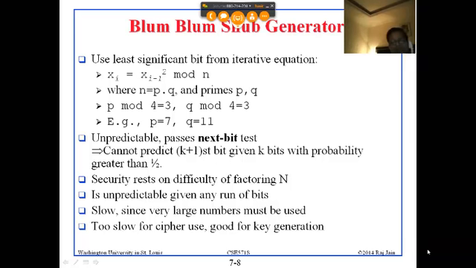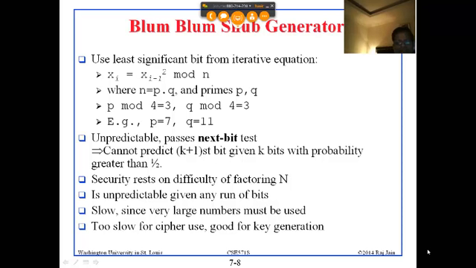Now n has to be p times q, where p and q are prime, and p has to be such that p mod 4 is 3, and q has to be such that q mod 4 is 3. These are the conditions that these authors have put. Again, there is a whole analysis in the original BBS paper, which we don't really need, where they justify why this is a good generator and why these conditions have to be satisfied, because if you break the conditions, the whole properties go away.